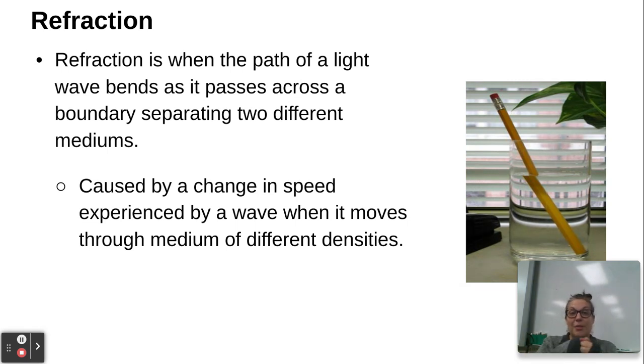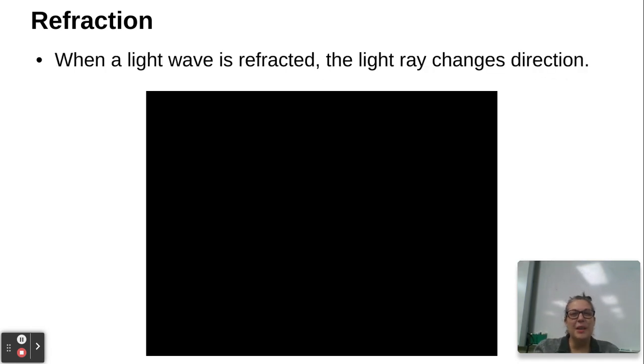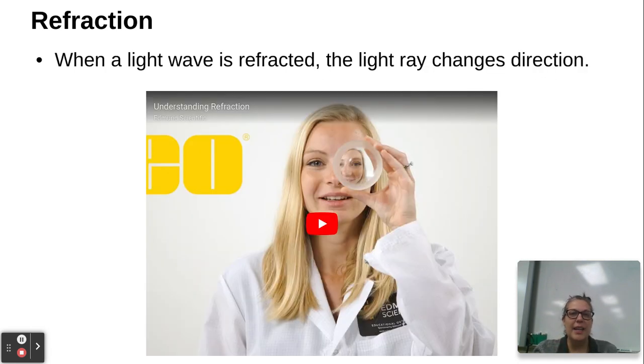In glass, the particles are really, really tightly packed. That's why you can't easily put your hand through it like you can with air. In air, the particles are really far apart, so we're able to move through them. Yes, they're two different states of matter, but just roll with the analogy. So when a light wave is reflected, the light ray changes direction. So as it is refracted, it changes direction.